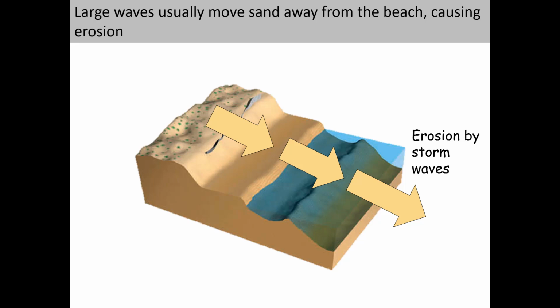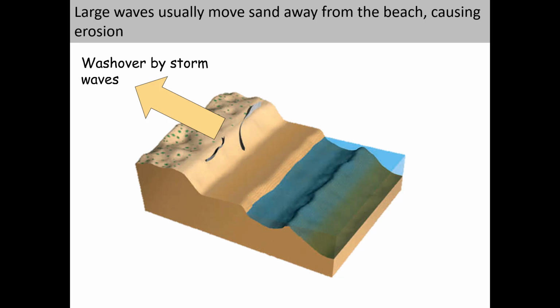In contrast, large waves generally move sand away from the beach, moving sand away from not only the recreational beach, this part here, but may actually move sand from the dunes. That vegetated accumulation of sand in the back of the beach may actually grab sand from the dunes and move it not only onto the recreational beach, but move it actually offshore.